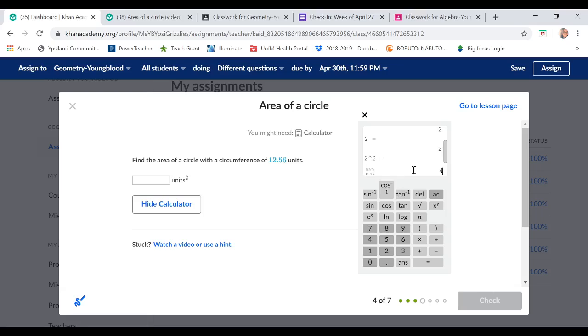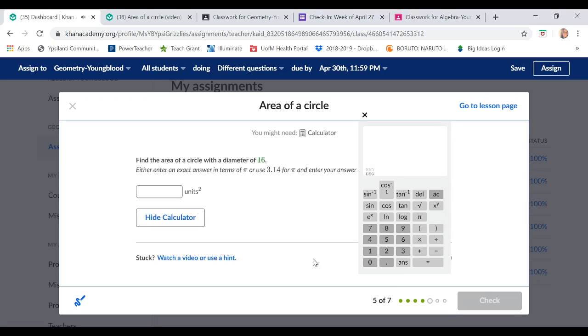And then times pi. So 4 pi. And I think for this one, they don't let you type the pi symbol in. So you do want to do 4 times pi. So the area should be 12.57, I should say. Because this number is a 6, we're going to round back to a 7. 12.57.